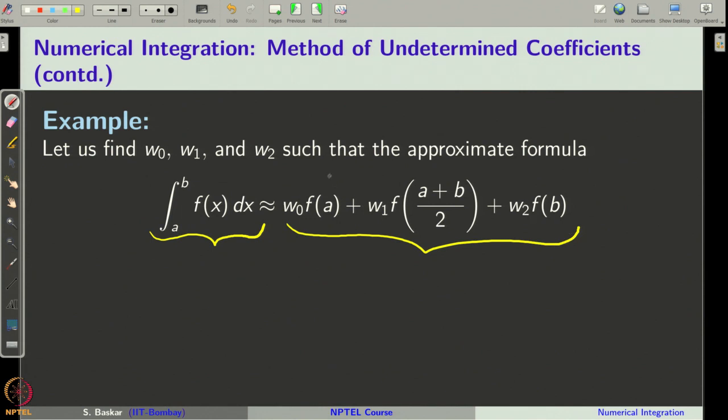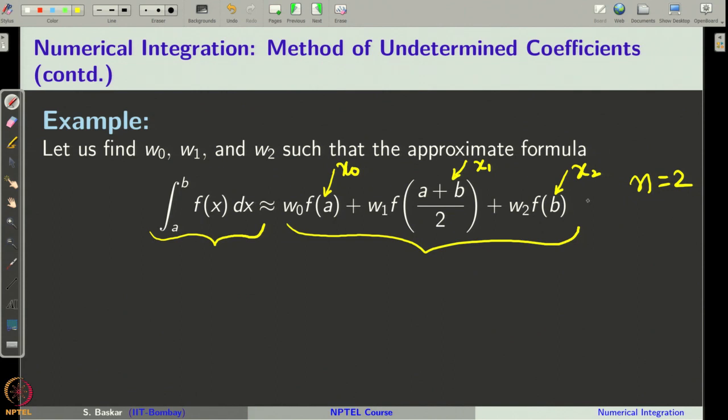In this, what we are doing? We are taking x naught as a, x 1 as the midpoint of the interval a to b, and x 2 as b. If you recall, we have already learnt how to derive the expressions for w naught, w 1 and w 2 using the corresponding interpolating polynomial. And we have in fact called that quadrature formula as Simpson's rule in our previous slides. We will take the same situation, that is the same set of nodes, and we have n is equal to 2 here, because we have 3 nodes.